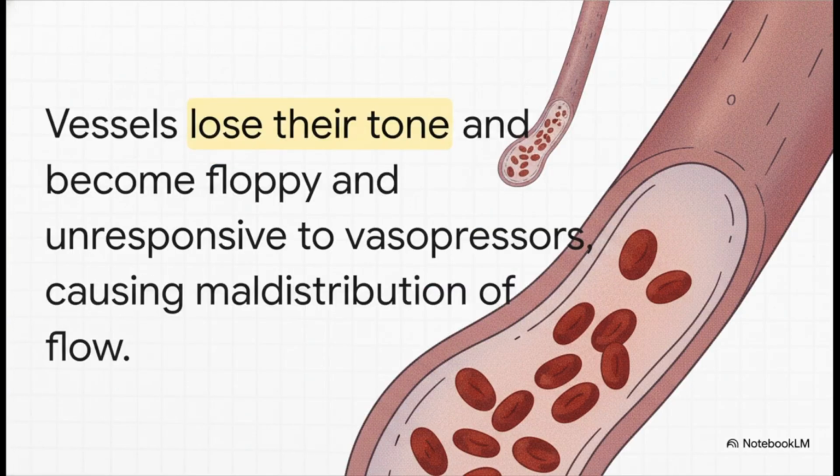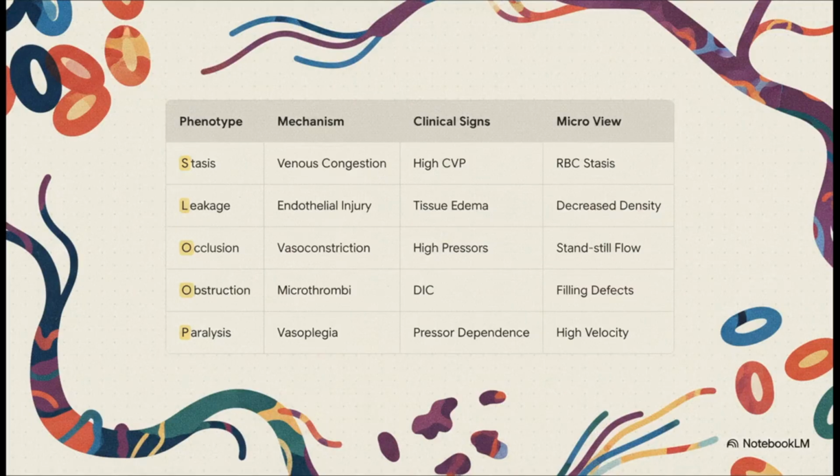And finally, P is for paralysis, or what we call vasoplegia. This is the exact opposite of occlusion. Here the vessels lose all their tone. They become floppy, dilated, and just stop responding to our pressors. We can be pouring in vasoconstrictors, and the vessels just don't care. They're paralyzed.